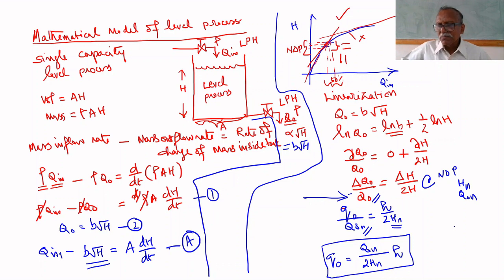This is constant. H nominal divided by Q naught nominal, where H means level. It is like pressure in an electrical circuit, voltage. You can think like that: H can be like the voltage, and Q can be like the current. Voltage by current equals what? Resistance. The voltage is constant and the current is constant, so it is a resistance. That is equal to R naught.